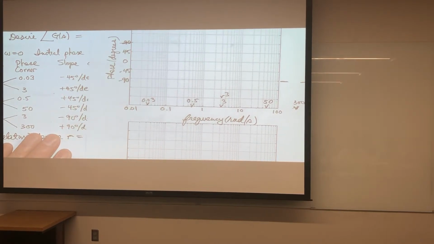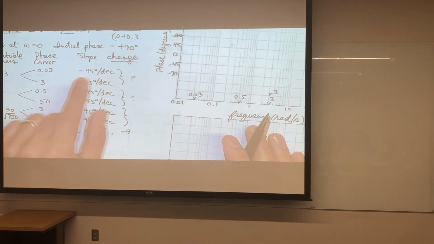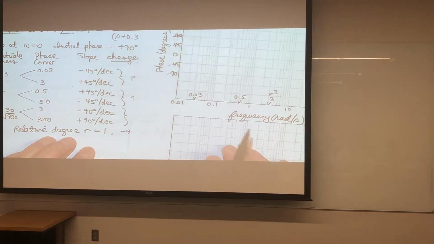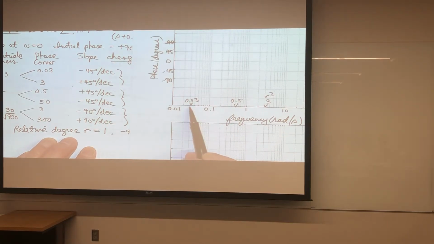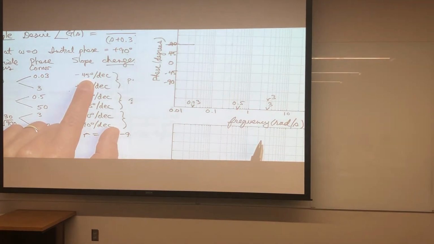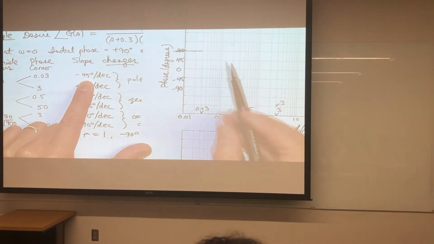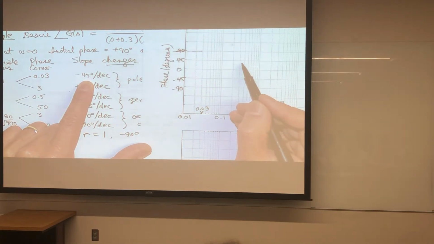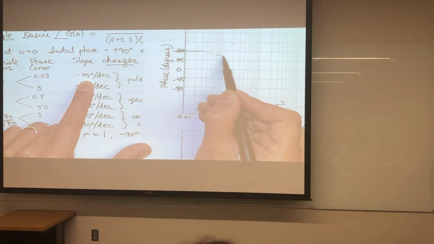So it might be helpful to just have this table right next to us so that we know what's going on. Okay, so I come in flat. And until I reach the first corner, which is 0.03. So I come in flat until I reach 0.03. And at 0.03, the slope change is negative 45 degrees per decade. So I need to change the slope to negative 45 degrees per decade. And that will look something like this.